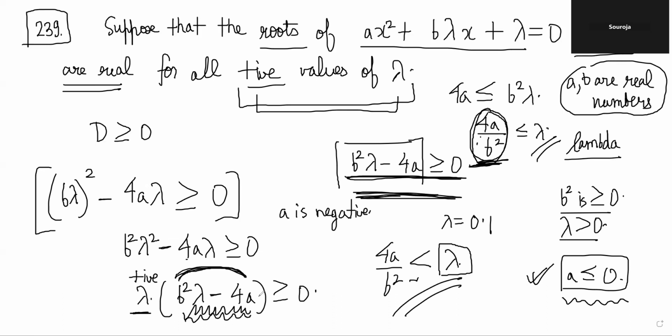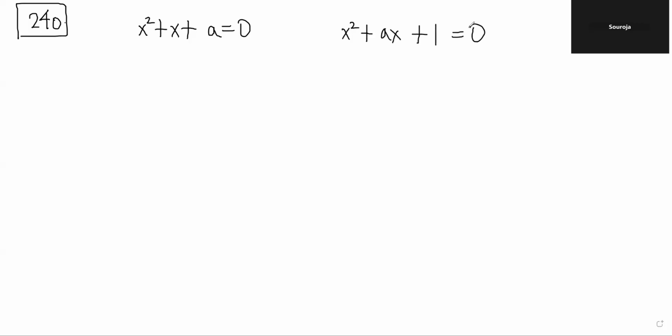Okay, fine. We'll go to 240. In 240, we have two equations. X square plus x plus a equals 0. And another equation is x square plus ax plus 1. And we have to figure out whether they can have a common real root, and for how many values of a.